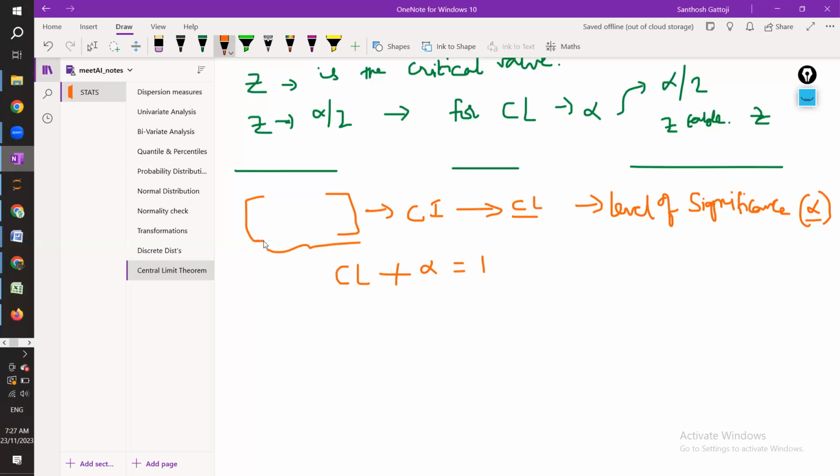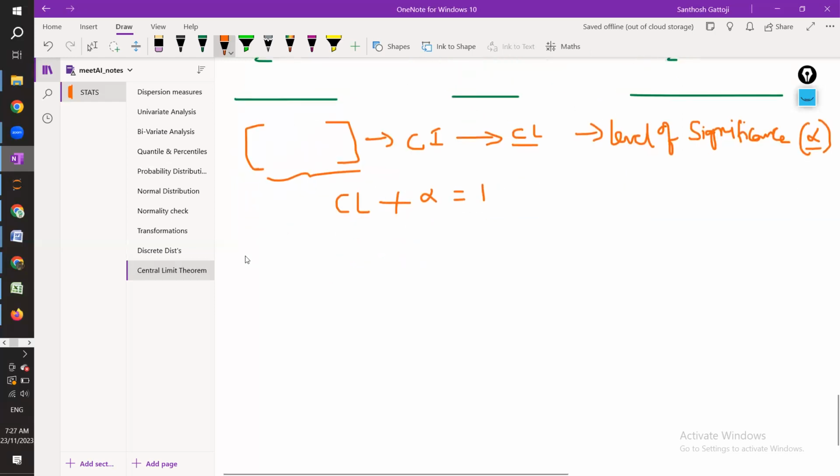Yes, sir. Agree. Now for this confidence level you can decide how confident you want to be. 90, I am 90% confident, 95% confident, 99% confident, 80% confident, that is your wish. But here, let's say for example you are 95% confident. For a 95% confidence level, alpha is what, guys? 1 minus CL.